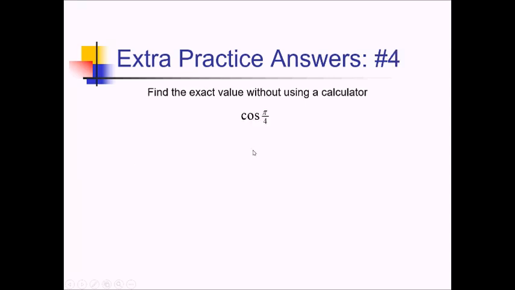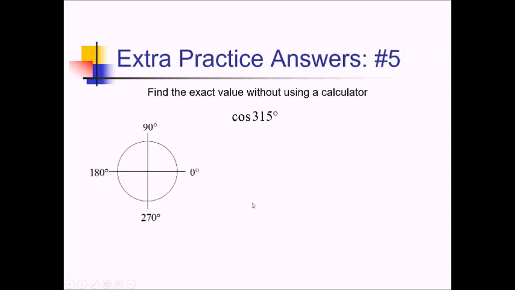For this one, we want cosine of pi over 4. Let's convert that to degrees just to get a better sense of what we're looking at. So 180 divided by 4 is 45 degrees. And cosine of 45 is one of our special values. That is radical 2 over 2.